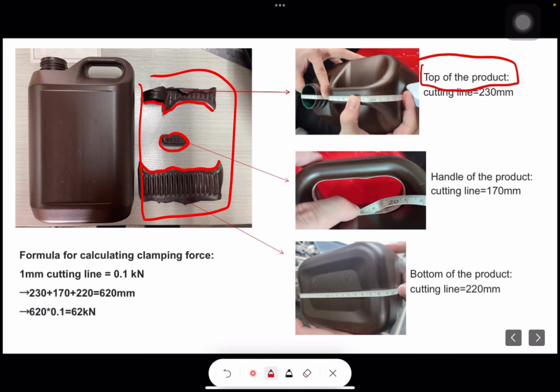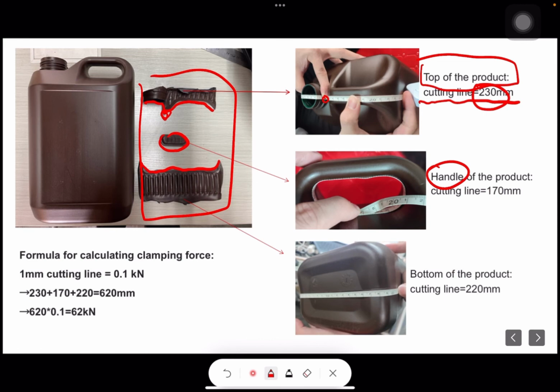You need to make sure your ruler is close to the surface and that the cutting line in the depressions and protrusions can be measured. As you can see, there is some depression here, and some protrusion. You need to make sure you measure them all. So here the cutting line is 230 mm.